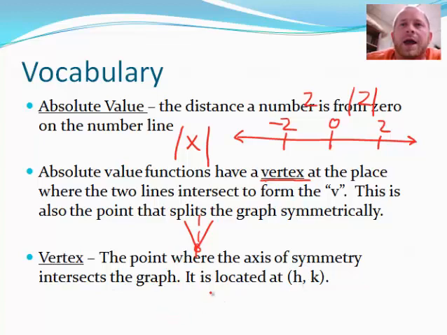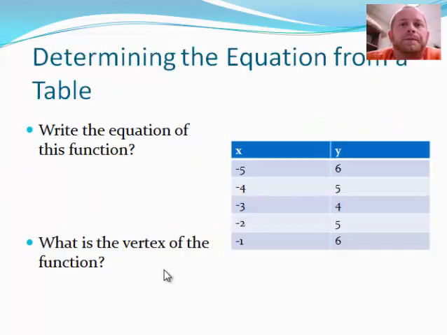It is located at H and K. We've already been using our H and K values to do our left and right movement and our up and down movement. Now we're going to use those specifically into an equation using absolute value. So let's look at two examples, and we're going to expand these definitions into what we need.